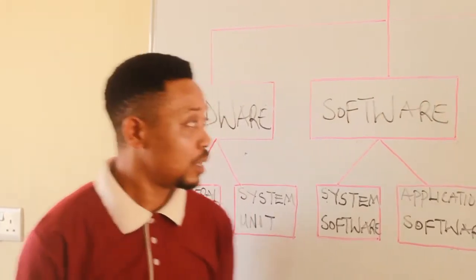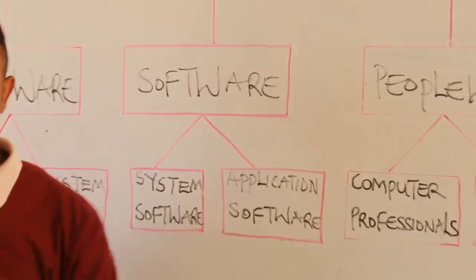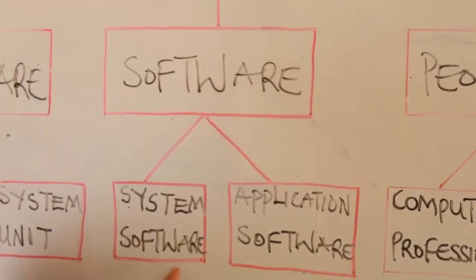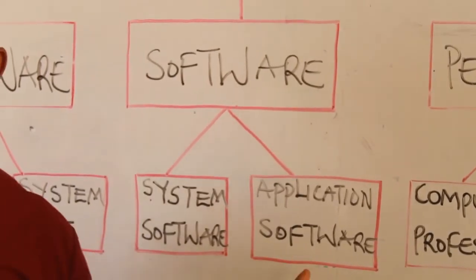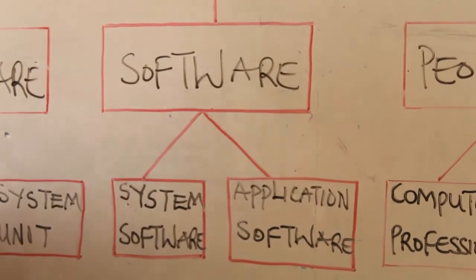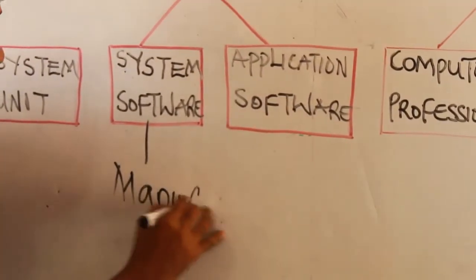Are you following? Now, the software can be divided into two. One is the system software. The second is the application software. The system software can also be called manufacturer's software.